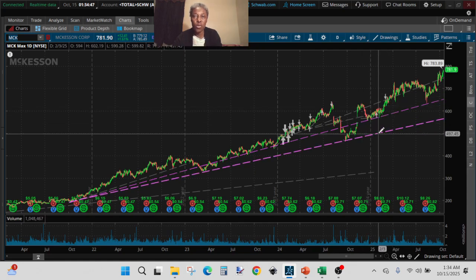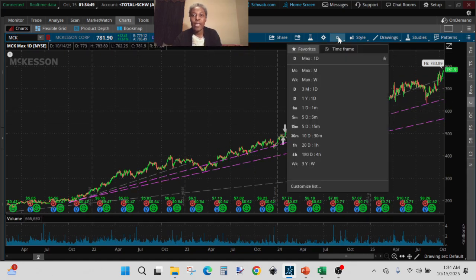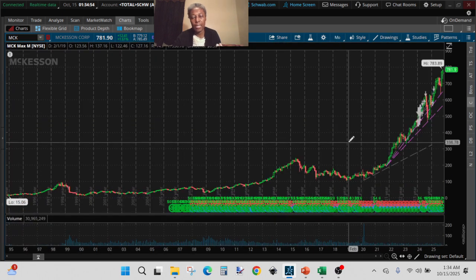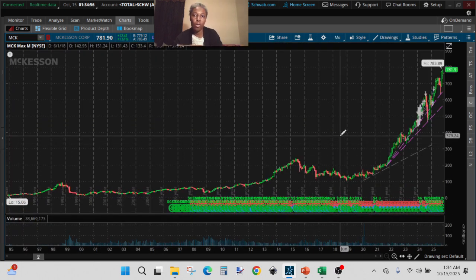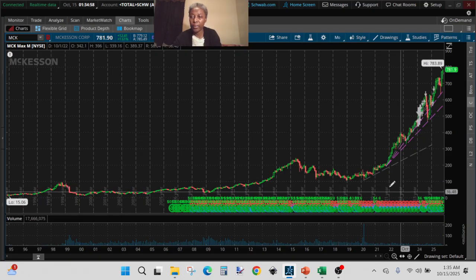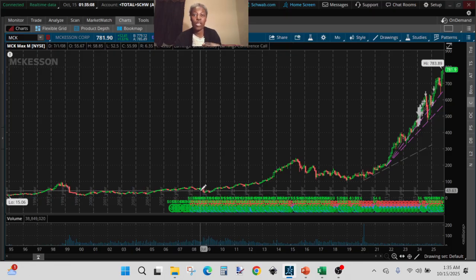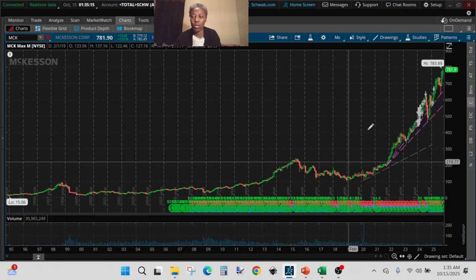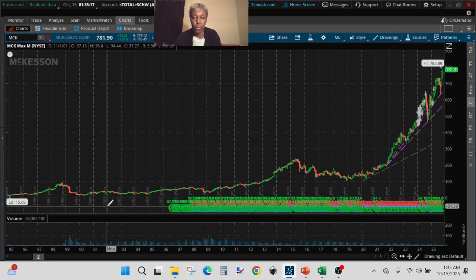So to trace your support lines, I like to start with the maximum monthly chart so that I can see a big picture of the overall trend of the chart. And from there, you're just trying to trace your support line passing by the obvious lows of the chart. You can use your drawing tools and your trend lines. You'll find it at the bottom of the screen when you are using the Thinkorswim platform.